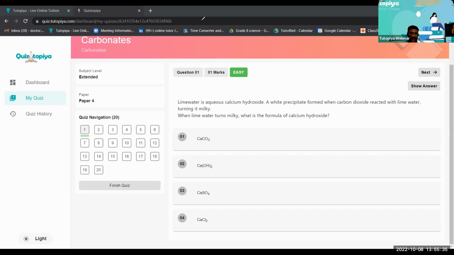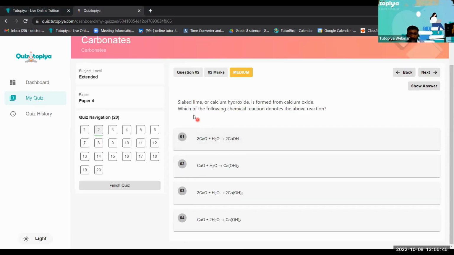Next, I'll lock it. We'll just do three questions, and then our coordinator would have a word with you all. The second one: slaked lime is formed when calcium oxide is formed from calcium hydroxide. How? You are given a word equation, and you have to write the skeleton, a balanced equation. A word equation is just, you're given the names of the reactants and products. Here it says that calcium hydroxide is formed from calcium oxide. How?